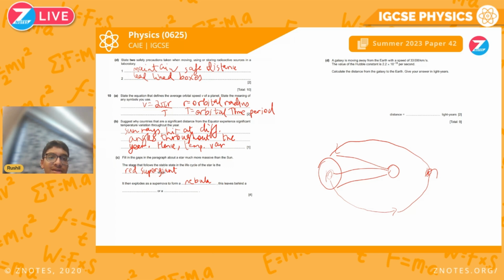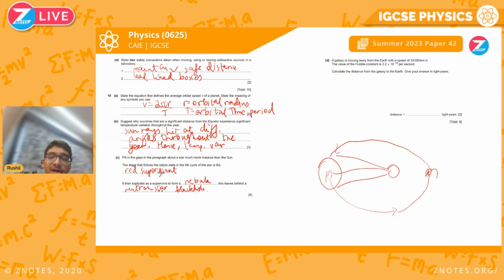leaves behind two things depending on the size of the star: either a neutron star, or a black hole if the star is much bigger. So either a neutron star or a black hole.